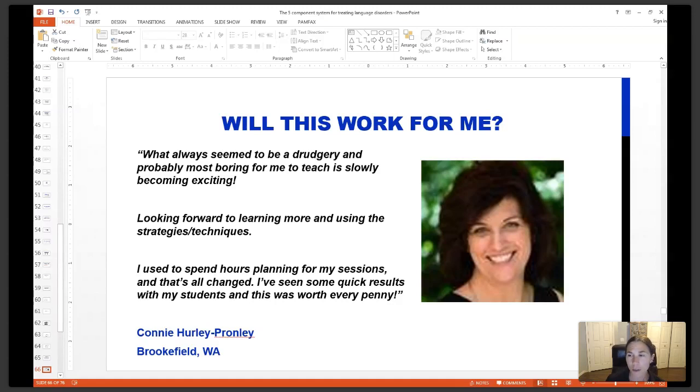So I use a modified version of some of these techniques. Again, I use semantic feature analysis even for my students who are a little bit lower. One of the techniques that I teach in the program is sentence combining, and I do that with my students who are lower because you never know when they're going to respond. So definitely mild to moderate kids, you can really do this from K through 12.